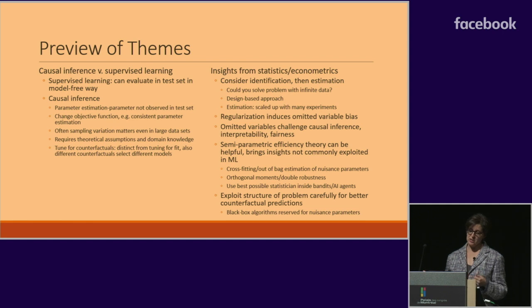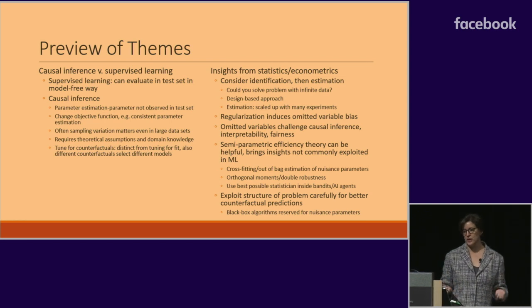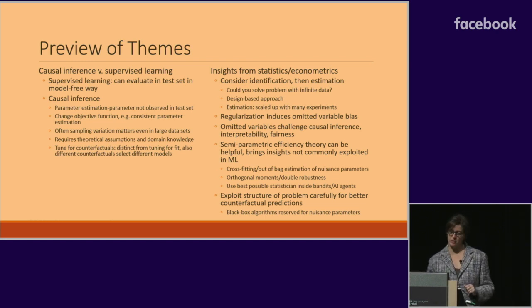We have a design-based approach, and then we want to do estimation. Where the big lift from machine learning has come is that now we have much more data and many more covariates, and machine learning has done a great job of figuring out the most efficient way to make use of the data you have once you give it the right objective function. A few other themes.